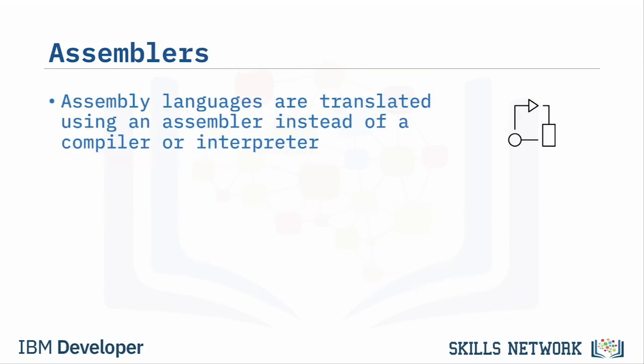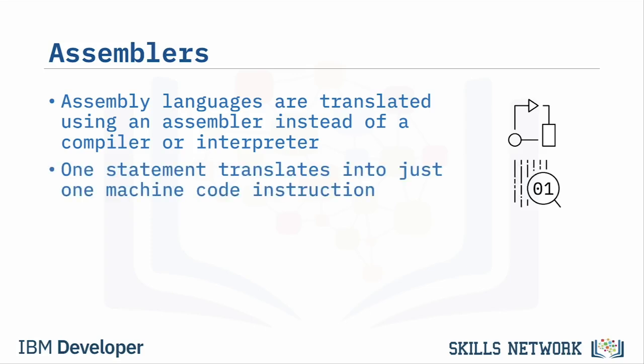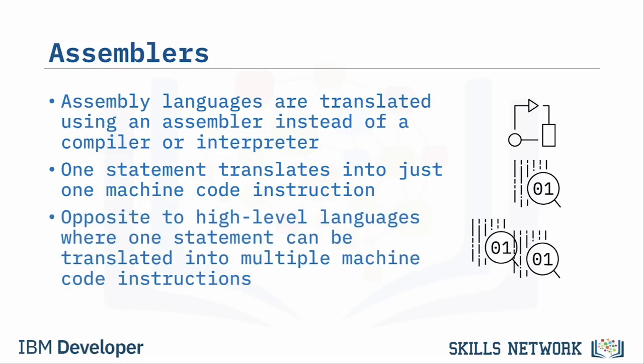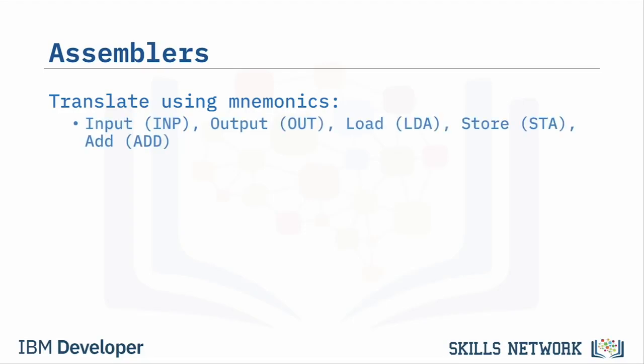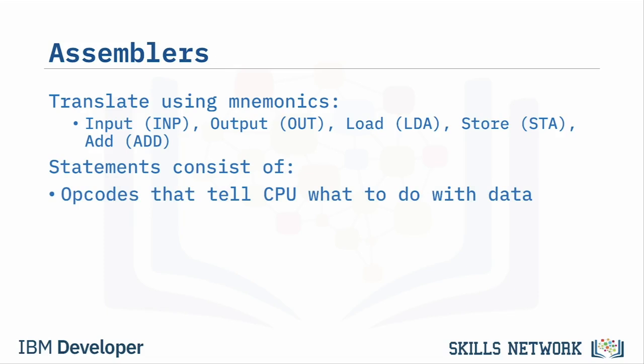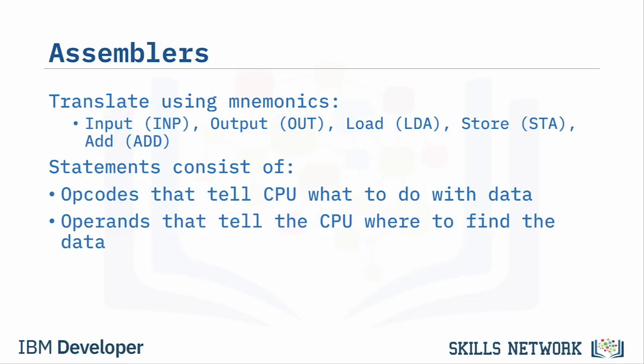One other key difference with assembly languages is that they are translated using an assembler instead of a compiler or interpreter, and one statement translates into just one machine code instruction, as opposed to high-level languages where one statement can be translated into multiple machine code instructions. Assemblers translate assembly language into machine code using mnemonics such as input INP, output OUT, load LDA, store STA, and add ADD. The statements consist of opcodes that tell the processor what to do with the data and operands that tell the processor where to find the data.